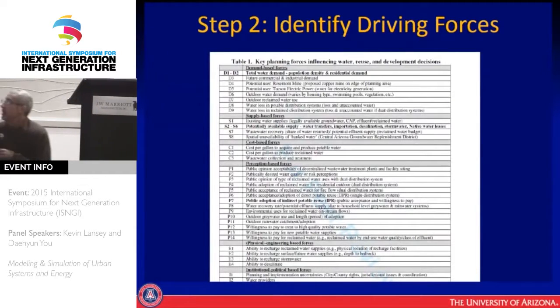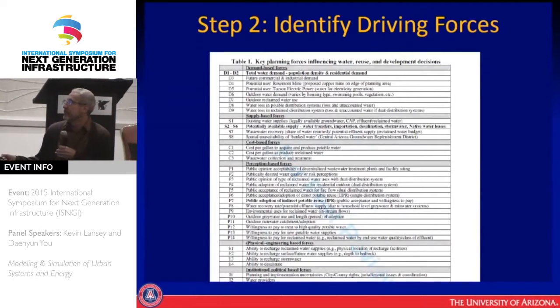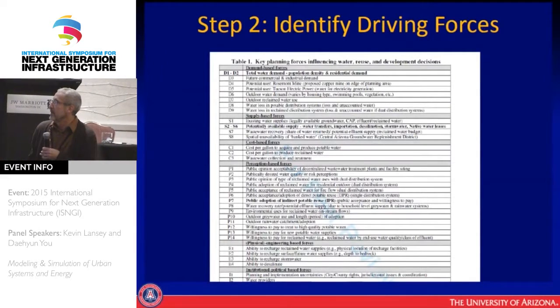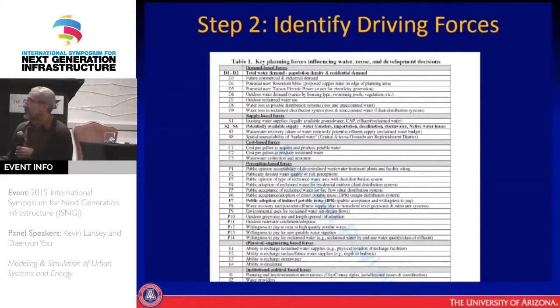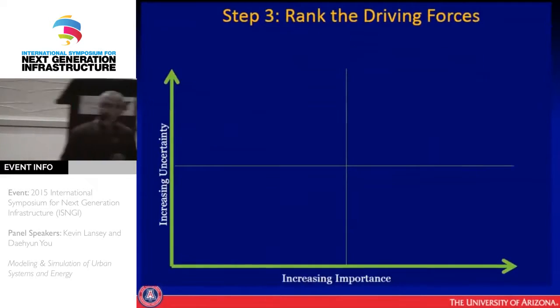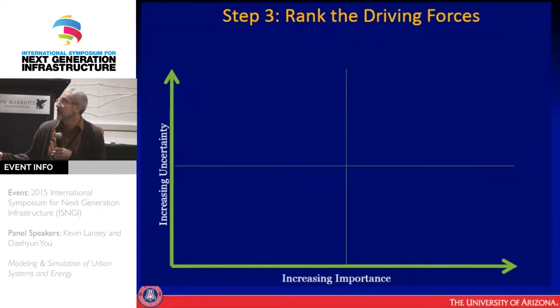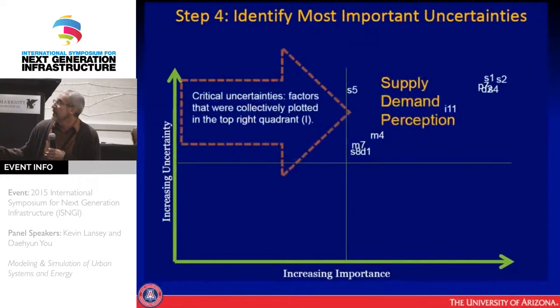We identified driving forces. They sat down and identified everything that would affect the system, from perceptions about direct and indirect potable reuse, supply factors, demand factors, institution policies, and then ranked those on a scale of increasing uncertainty and importance, and wanted to look at the things that appeared in this sector, which is high importance and high uncertainty, because those are the things you really have to consider when you're making planning decisions. And it really came down to three factors.